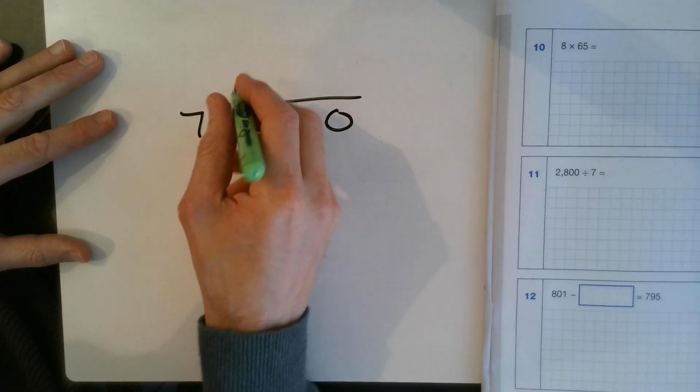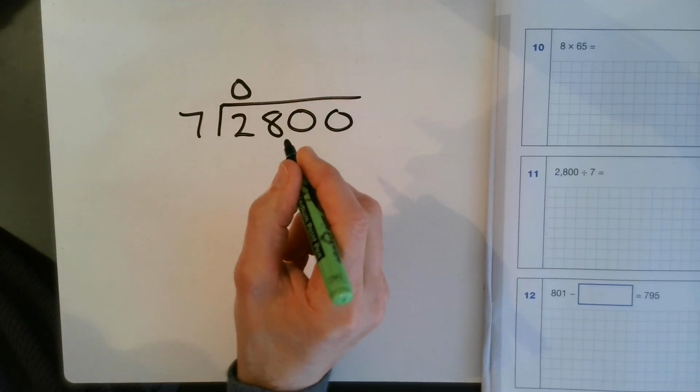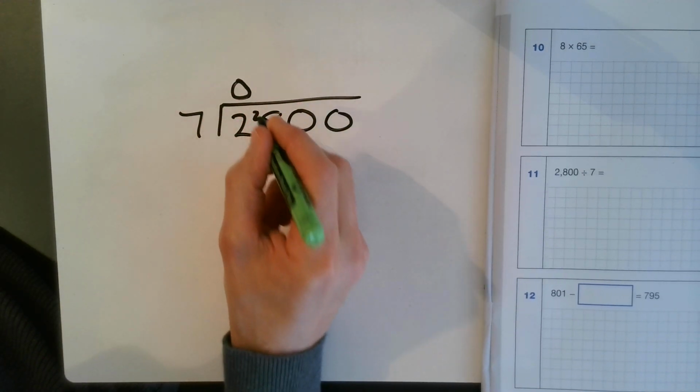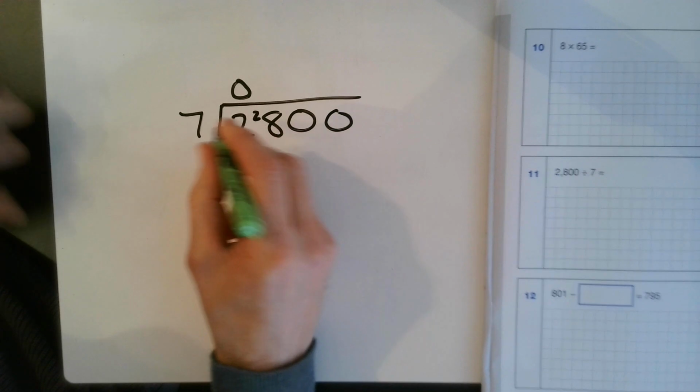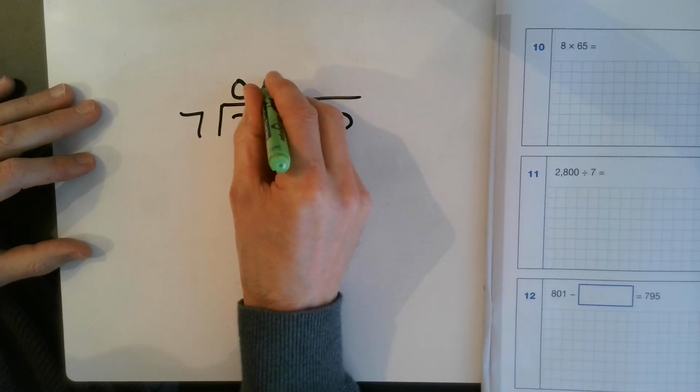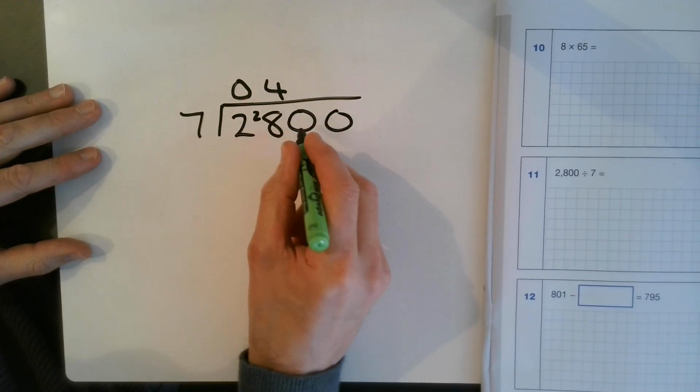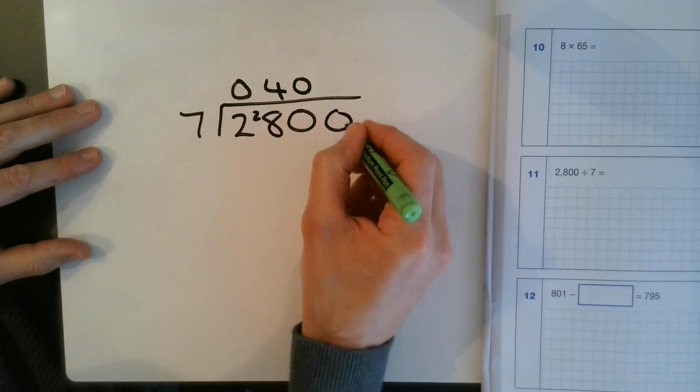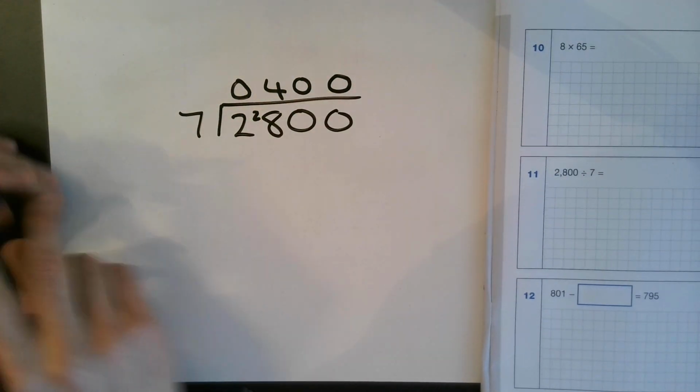So how many 7s in 2? 0, remainder 2. How many 7s in 28? 4. How many 7s in 0? 0. How many 7s in 0? 0. So 400.